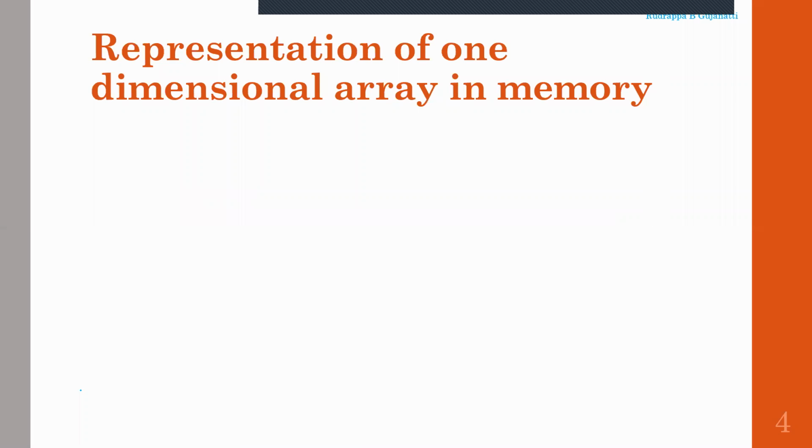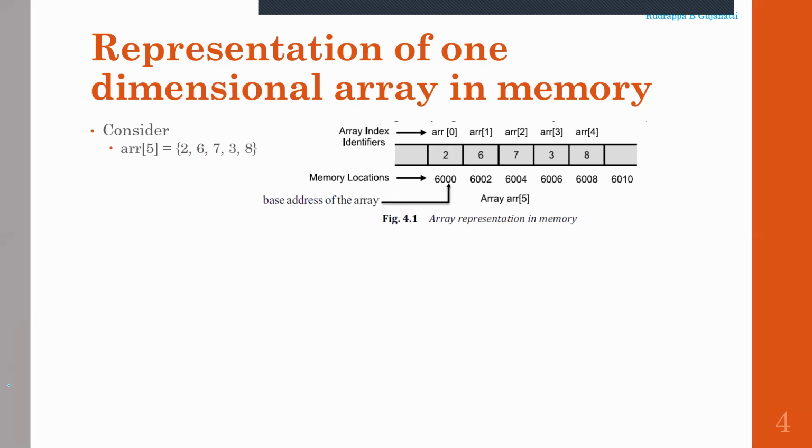Now let us look at how we represent a one-dimensional array. Let us assume that we have an array named ARR and it can store 5 elements. These are the elements present in the array. What is the index of the first element? The index of the first element in an array is always 0. The next ones follow: this will be 1, this will be 2, this will be 3, this will be 4. These are the indexes of the respective elements.